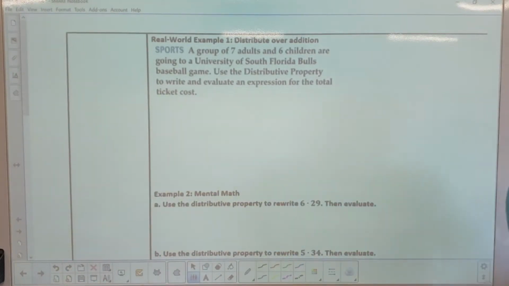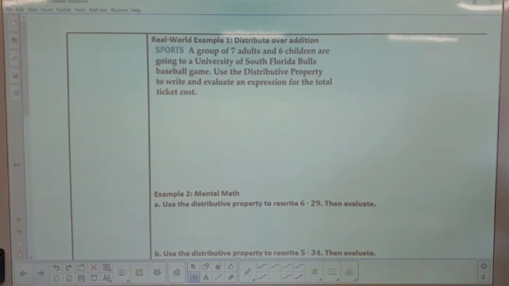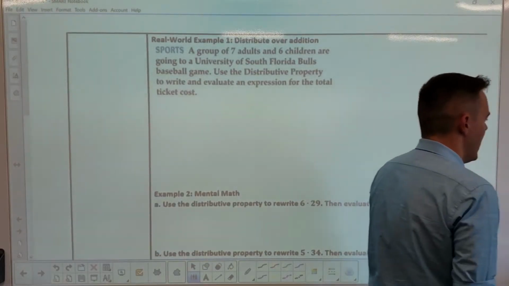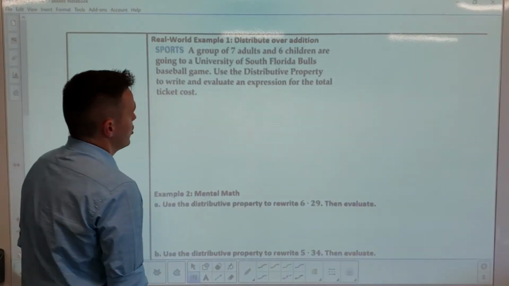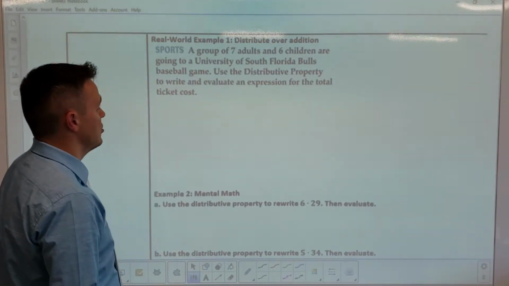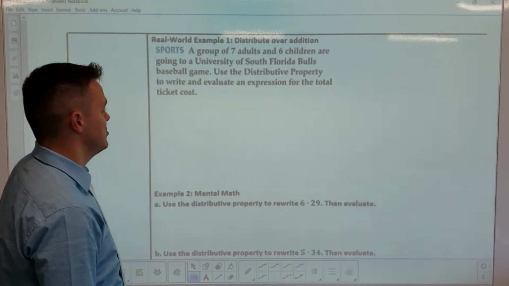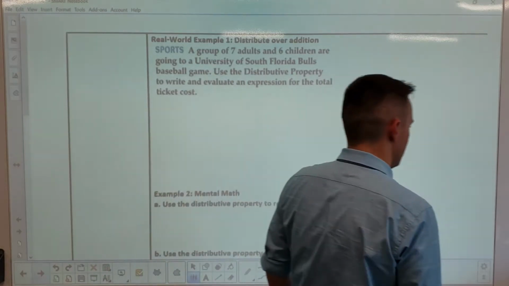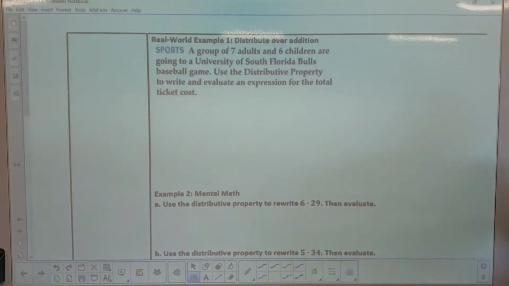Okay, here's another real world example in relation to this. Make sure you guys are fully aware of the setup here. Okay, if you're buying tickets, so a group of 7 adults and 6 children are going to the University of Florida Bulls game, use the distributive property, write and evaluate the expression for the total ticket cost. One aspect that's missing here is the actual chart, okay, which was not put on here.